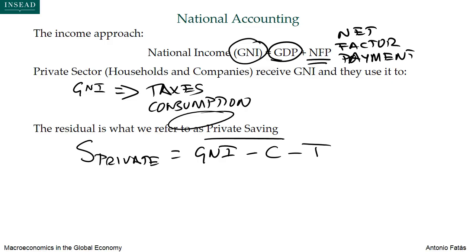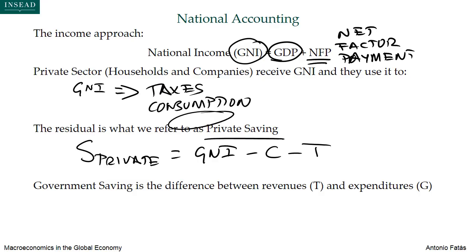Now, to have a complete picture of saving in the country, we're going to look at the government saving as well. And that's going to be equal to the revenues of the government, which we call taxes, and the spending, which we call government spending. Both of these numbers, private and government saving, can be, of course, positive or negative. So we can have that the private sector saves or borrows, we can have the government saving or borrowing.